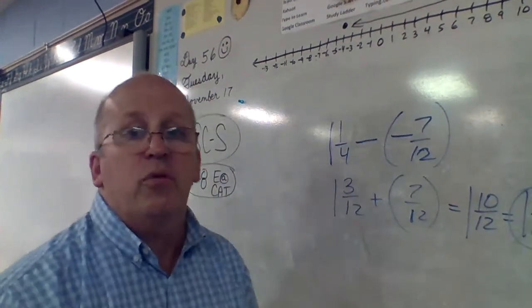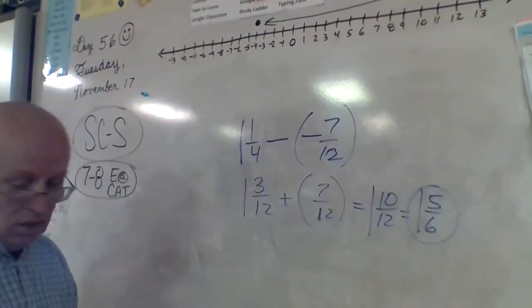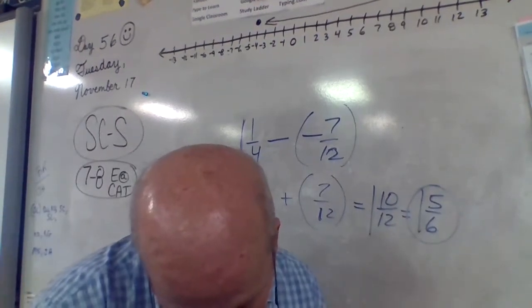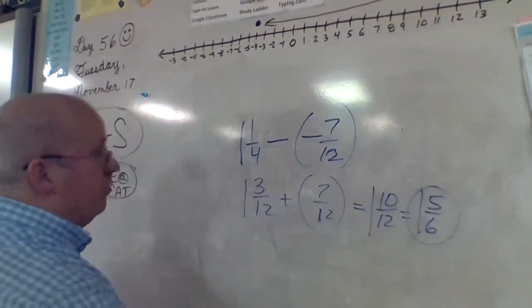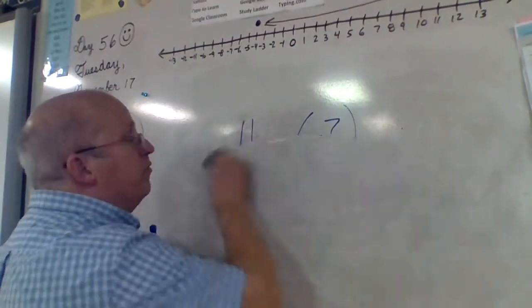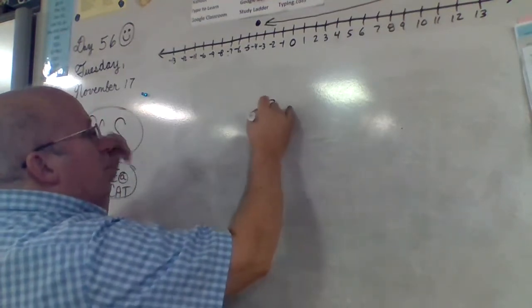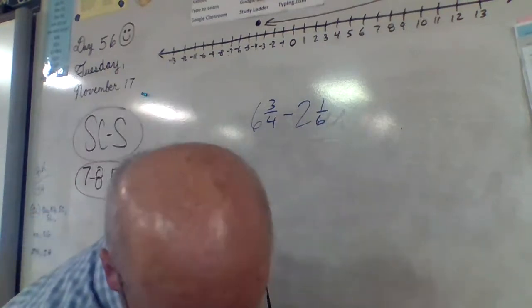And I bet I'm off the screen again. 1 and 10/12 equals 1 and 5/6. How about something like number 8, 6 and 3/4 minus 2 and 1/6. Well, I'm not going to do that one, but I'll do one similar.